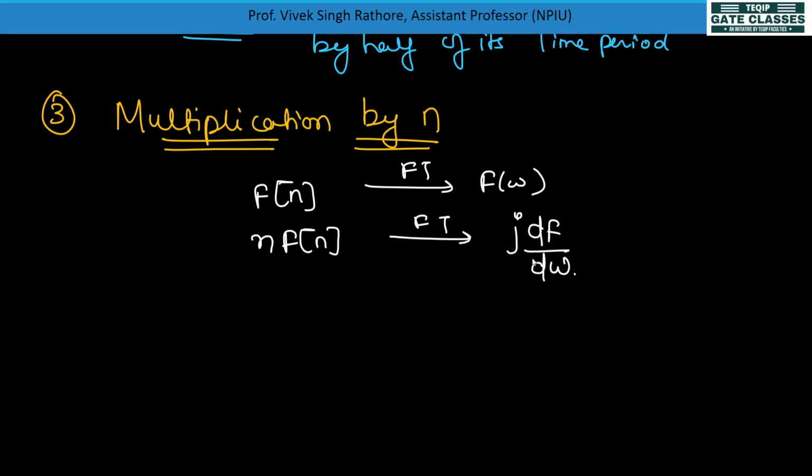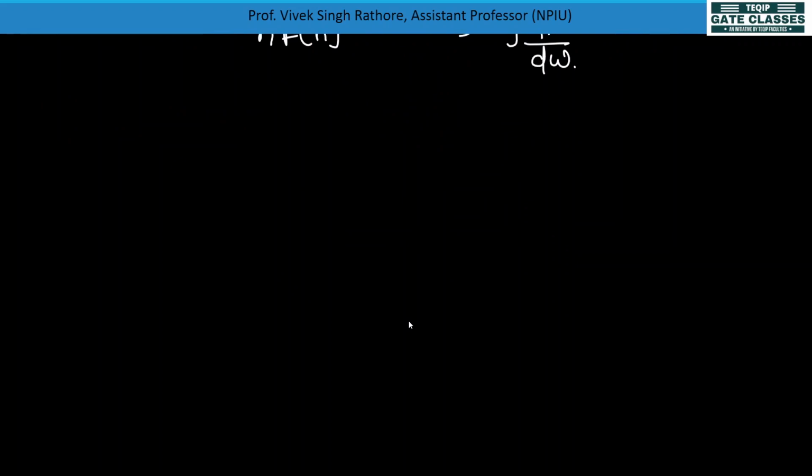Its opposite you can also state: differentiation in the frequency domain. If the inverse Fourier transform of F of omega is f of n, then dF by d omega corresponds to n by j times f of n. Like this it will happen. We'll try to understand by solving one question.